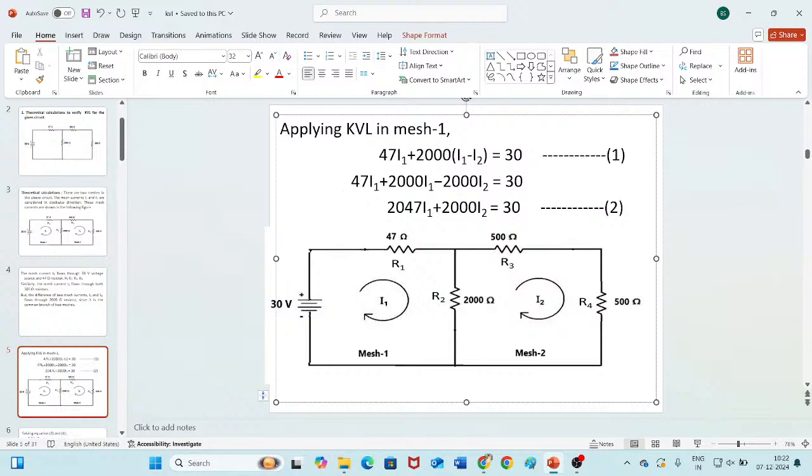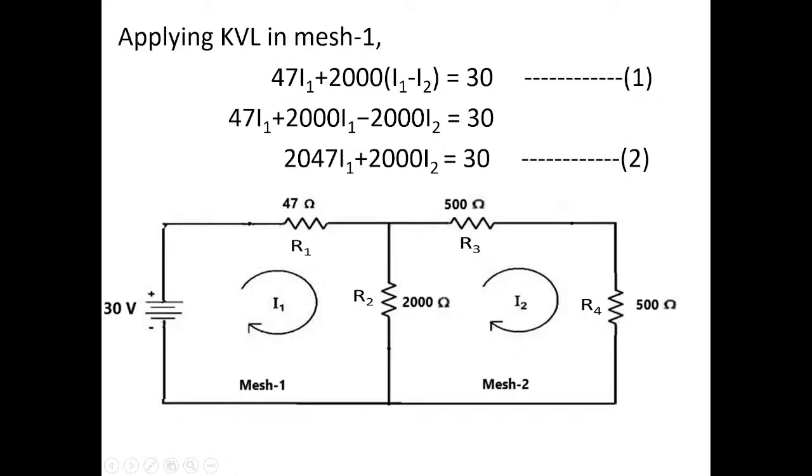So 47 into I1 plus 2000 into (I1 minus I2) is equal to what? How many voltage sources are there? Only one, so write down that value. The algebraic sum of voltage drops is equal to the algebraic sum of the source voltages in the considered mesh, closed path, or closed loop. So 2 voltage drops and 1 voltage source. This is 1 voltage drop, this is another voltage drop, and this is the voltage source value. That's it.